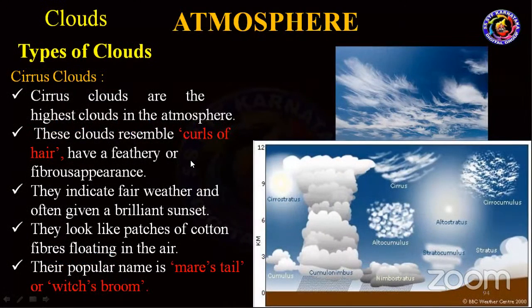The third is cirrus clouds. These look like curls of hair. You already have an idea of curly hair. Cirrus clouds are in the form of curly hair, but they may not bring heavy rainfall. This indicates very fair weather conditions.